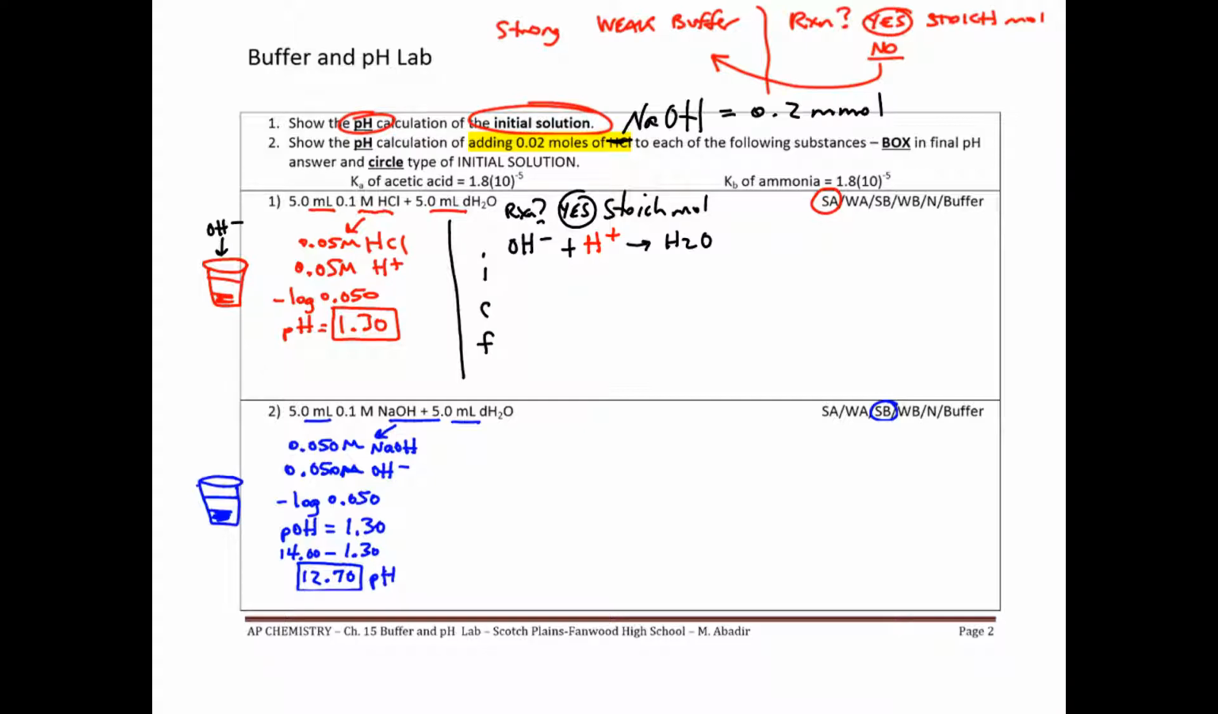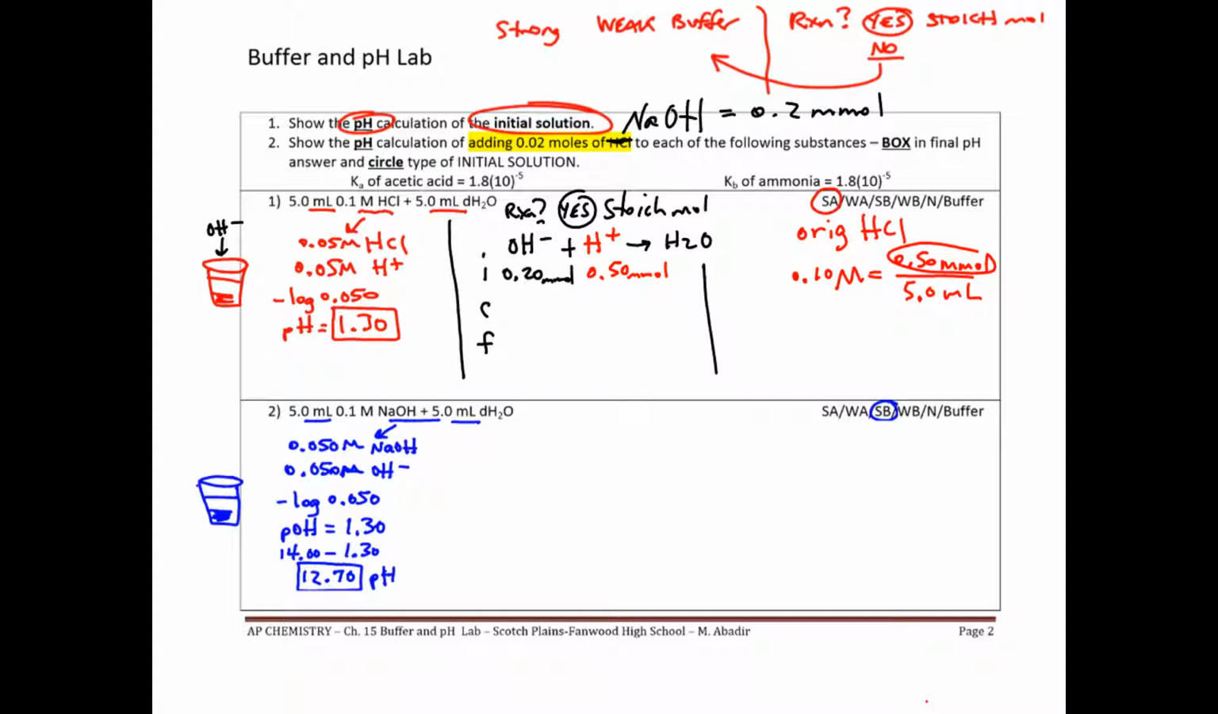So what I need is my original HCl. The original HCl molarity equals millimoles over milliliters. I had 5 milliliters of a 0.1 molar, so that's going to be 0.5 millimoles originally. So the 0.5 original goes right here. That's in millimoles. I'm adding 0.2 millimoles of OH minus, and there is no water.